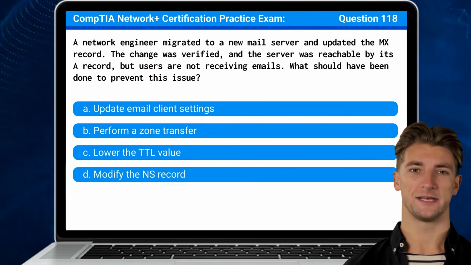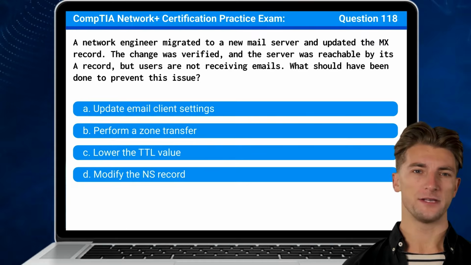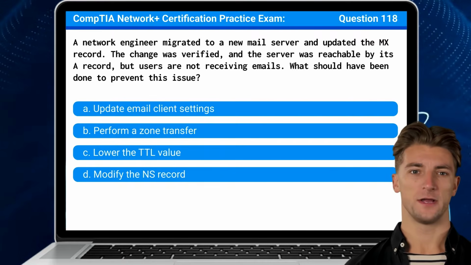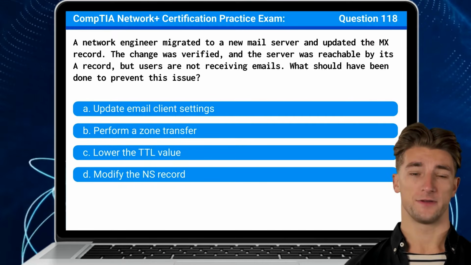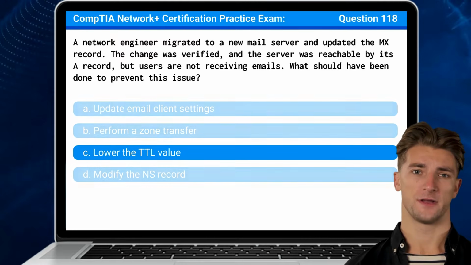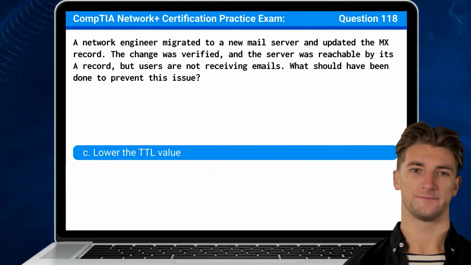Question 118. A network engineer migrated to a new mail server and updated the MX record. The change was verified and the server was reachable by its A record, but users are not receiving emails. What should have been done to prevent this issue? The answer is C. Lower the TTL value.